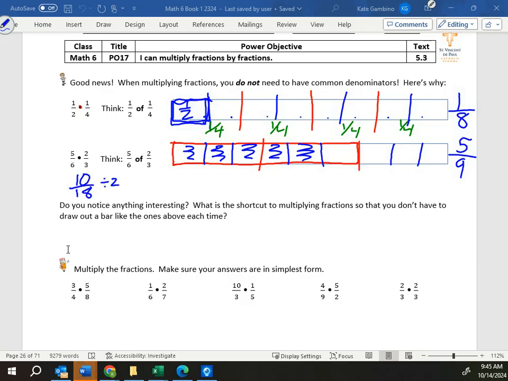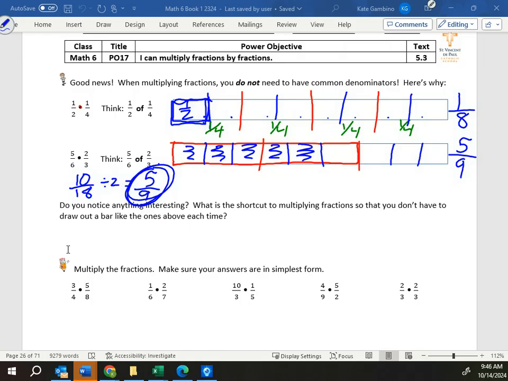I'm going to divide that 2 out. 10 divided by 2 is 5. 18 divided by 2 is 9. So our picture shows it to us in that simplified form. Okay. Do we always want to have to make a bar? No. Our shortcut is just multiplying across, but remembering that we always have to simplify at the end.